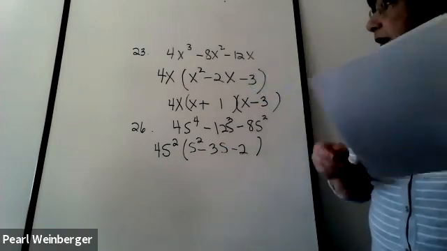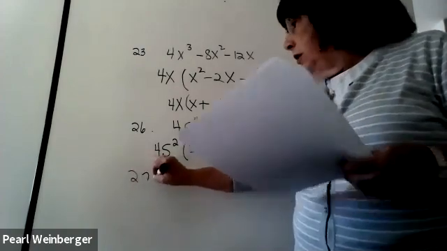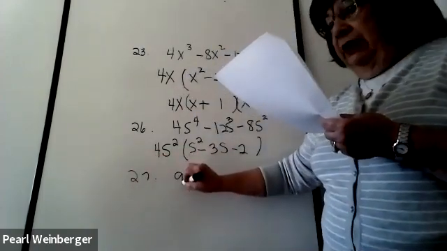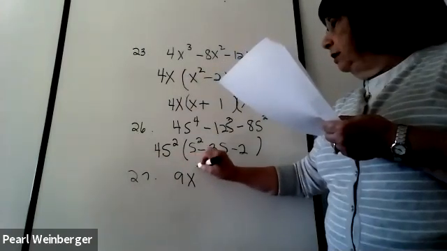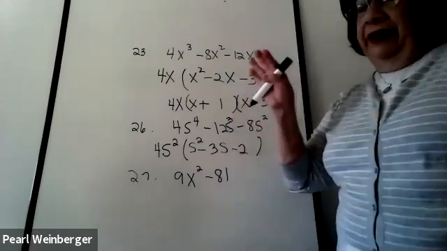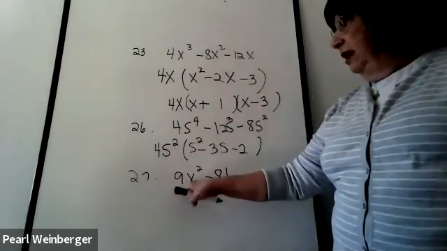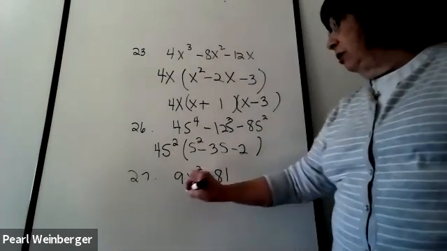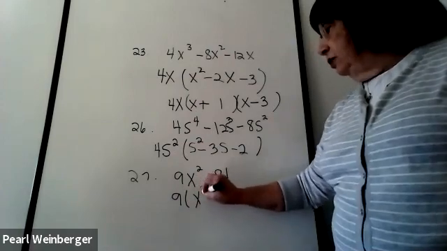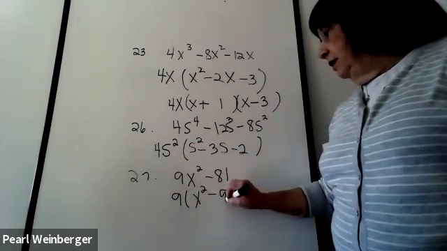Okay, so now we're looking at question number 27, which says factor completely 9x squared minus 81. And again, like I keep repeating, look for a common factor first. There happens to be a common factor of 9. This will give me 9 times x squared, and 81 divided by 9 is 9 itself.